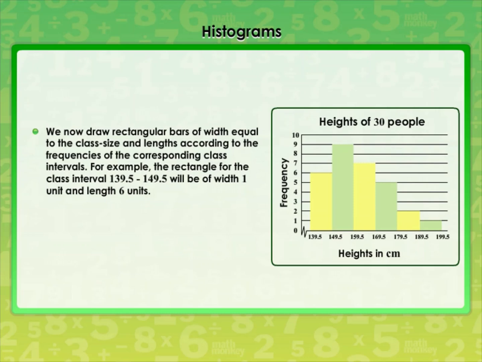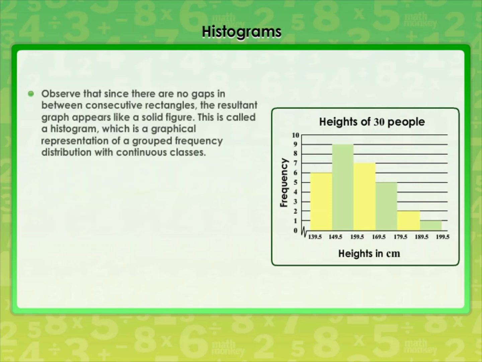139.5 to 149.5 will be of width 1 unit and length 6 units. In this way, we obtain the graph for the given frequency distribution table. Observe that since there are no gaps in between consecutive rectangles, the resultant graph appears like a solid figure. This is called a histogram, which is a graphical representation of a grouped frequency distribution with continuous classes.